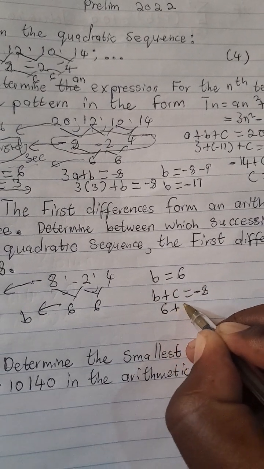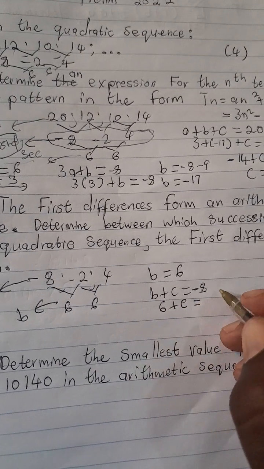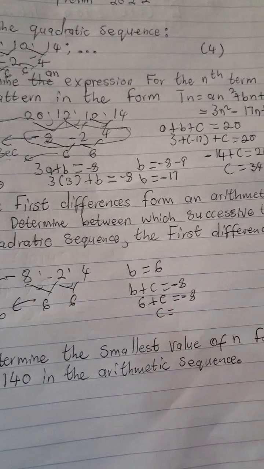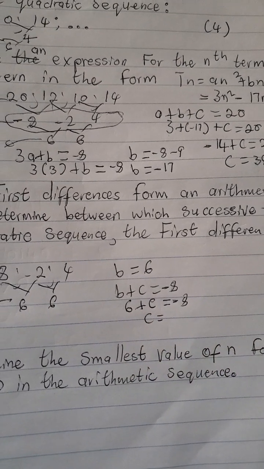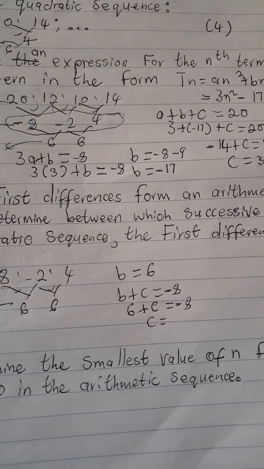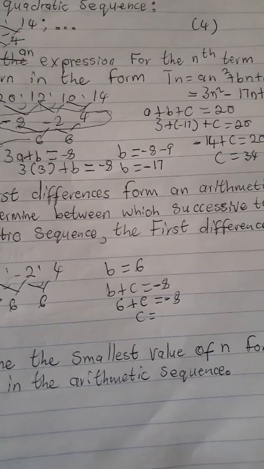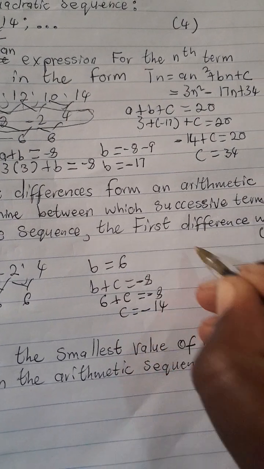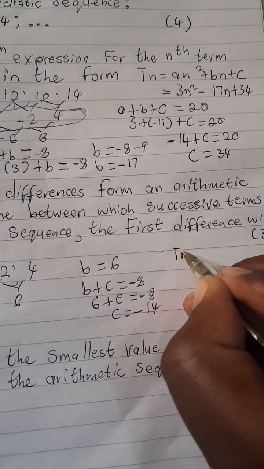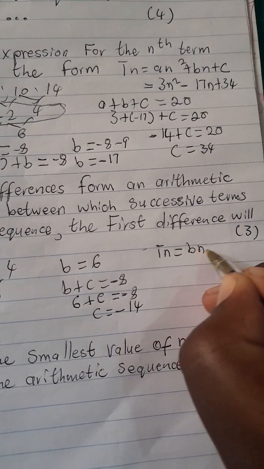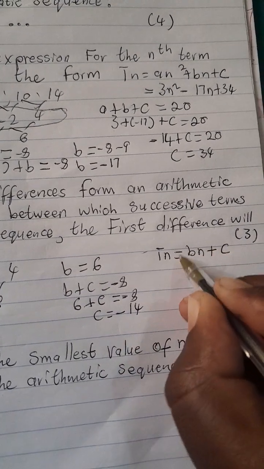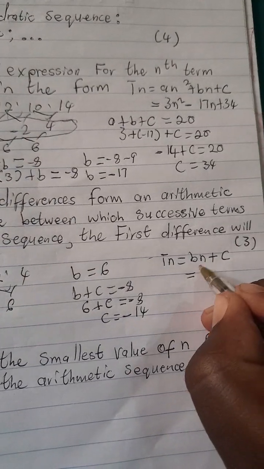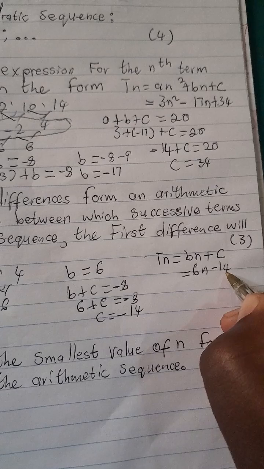This will be 6 plus C is equal to -8. Then let's take C to the other side. So that will be 10, 12, 14. When we transpose this to the other side, we're going to have -14. So our general formula will be in this form. Remember, it forms a linear pattern, so it's going to be Bn plus C. Our B is 6, and our C is -14.